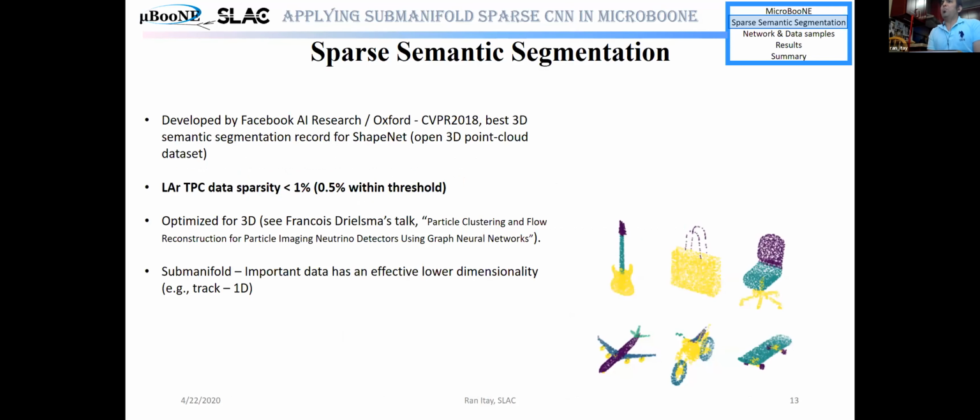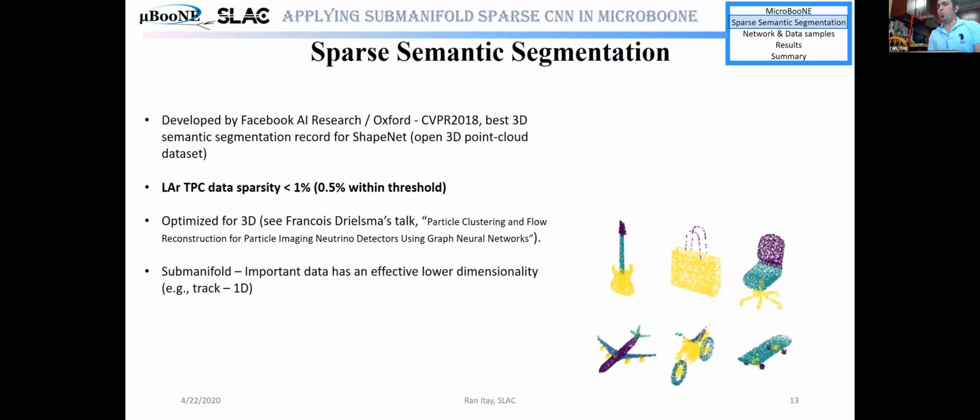Recently, a Facebook AI research group developed what they call the Submanifold Sparse Convolutional Neural Net. This is specifically optimized for sparse data. And as I said, in LArTPC the data is sparse: less than 1% of the pixels are non-zero. In MicroBooNE specifically, the percentage of pixels within our threshold is even a factor of 2 lower, so 0.5%. And this algorithm is optimized for 3D.